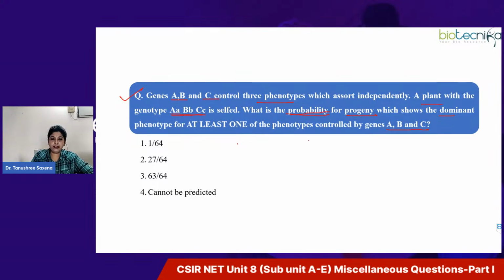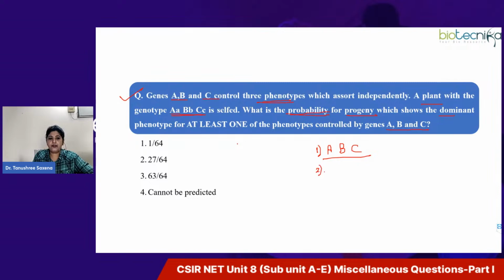So in the beginning, when you start practicing such questions, you can note down the information given in the question separately. So it is mentioned that there are 3 genes, A, B, and C, which control 3 phenotypes, right? And they assort independently. So genes are not linked. And therefore, gene A is responsible for one trait, B for another, and C for another trait.